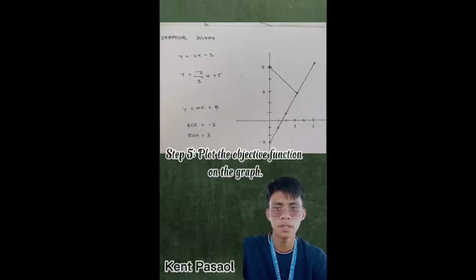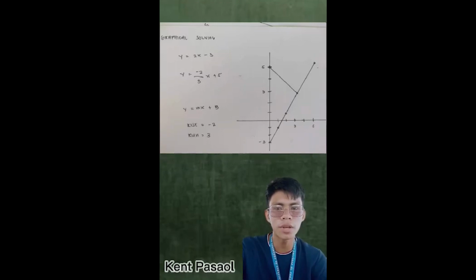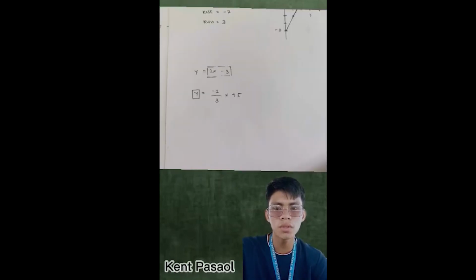Let's graph the second equation. The y-intercept is 5. So we're going to start at a y value of 5. The slope is negative 2 over 3. So the rise is negative 2 and the run is positive 3. Starting from the first point, we need to travel 3 units to the right. That's the run. Then we need to go down 2 units. That is going to take us to the point 3, 3.